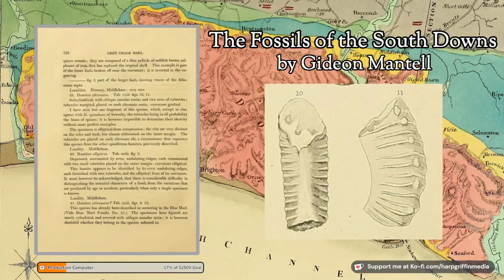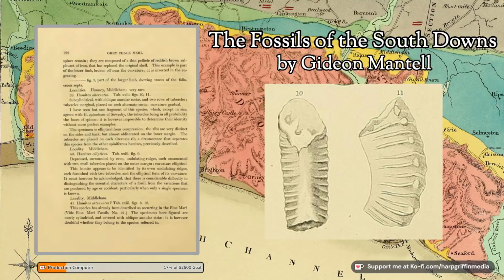Hamites alternatus. Tablet 23, Figures 10, 11. Subcylindrical with oblique annular costae and 2 rows of tubercles, tubercles marginal, placed on each alternate costa. Curvature gradual. I have seen but 1 fragment of this species, which, except in size, agrees with H. spinulosus of Sowerby, the tubercles being in all probability the bases of spines. It is, however, impossible to determine their identity without more perfect examples.